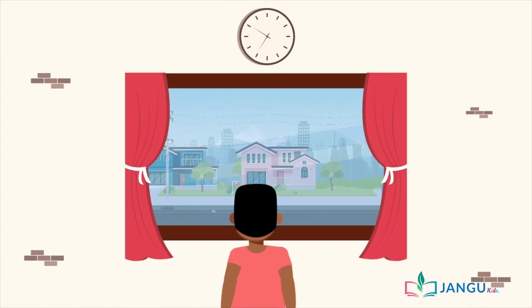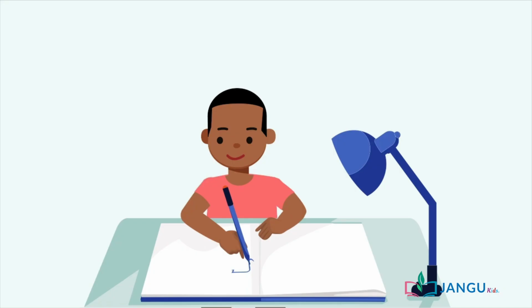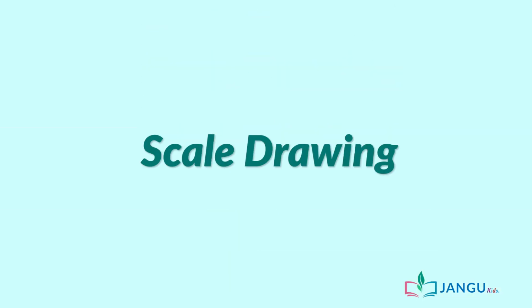Look outside. What do you see? Can you see houses, trees, and stones? How large are they? Can you draw some of these objects on a piece of paper? To draw all these objects that we see daily around us, it requires a type of drawing that is referred to as scale drawing.